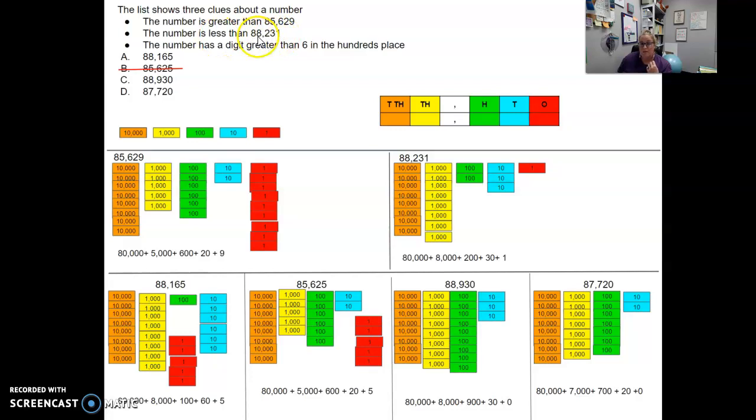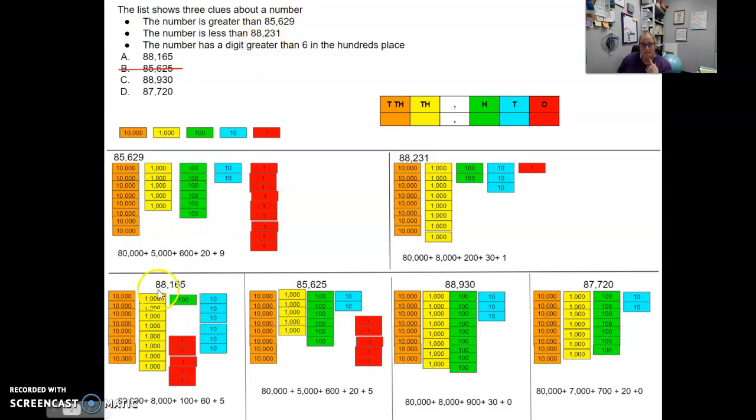Now I'm going to find a number, the mystery number has to be less than 88,231. So if it's greater than 88,231, I'm going to cross it off. So do you see a number that's bigger than 88,231? You do. Oh, I'm glad you do. All right, which one is it? Which one's greater than 88,231?